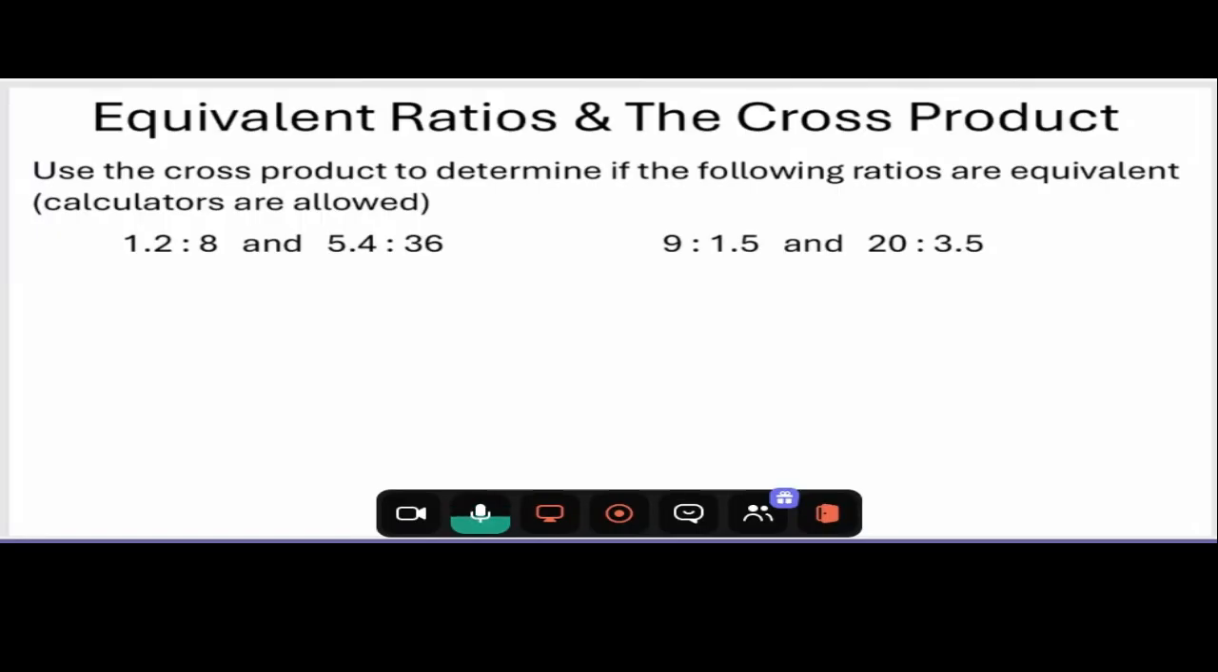That is a lot of work. Instead, let's see, are they equal? That's what the question marks are there for. We don't know if they're equal or not. That's what we're checking. We're going to multiply the cross products, so 8 times 5.4 and 1.2 times 36.